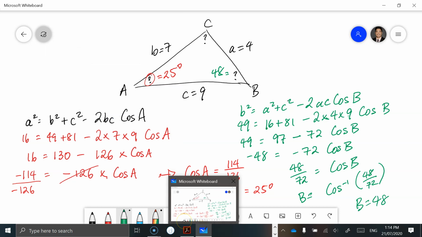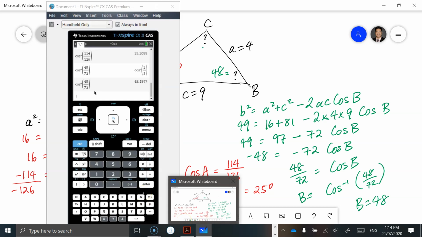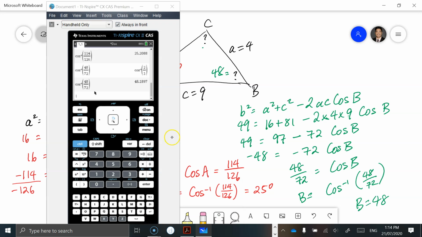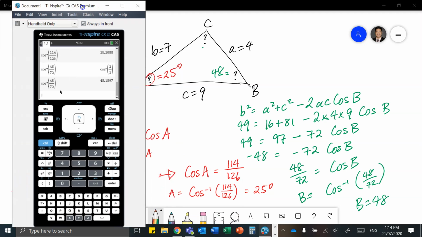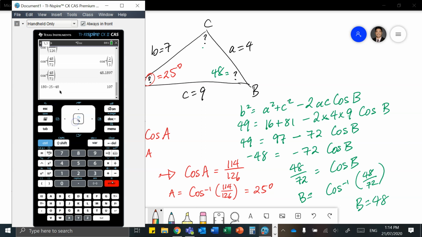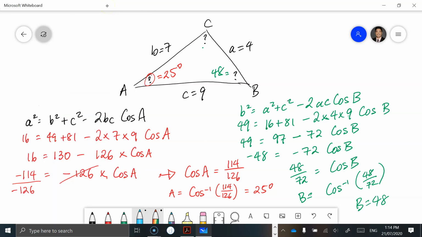Therefore, if we want to know what C is, we'll just go 180 minus 25 minus 48, which is equal to 107. So 107 is going to be the answer for angle C. So C is equal to 180 minus 25 minus 48. C is equal to 107 degrees.